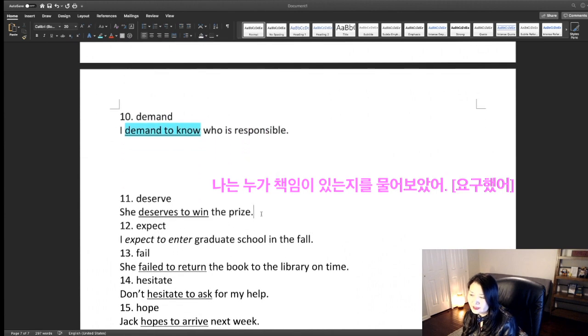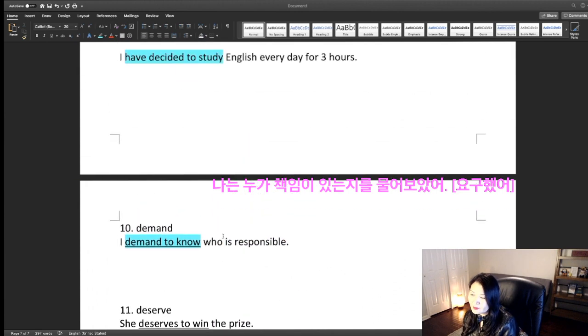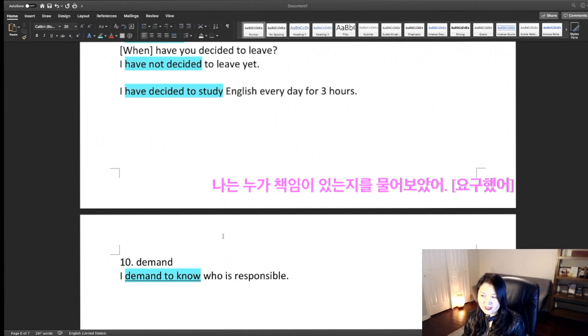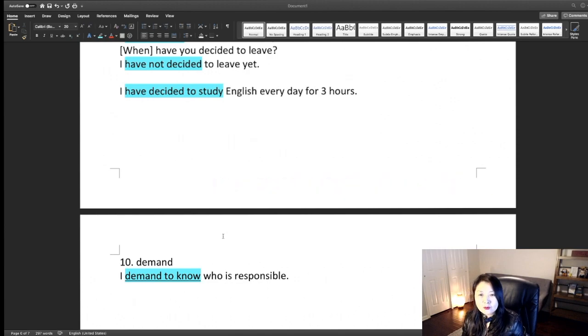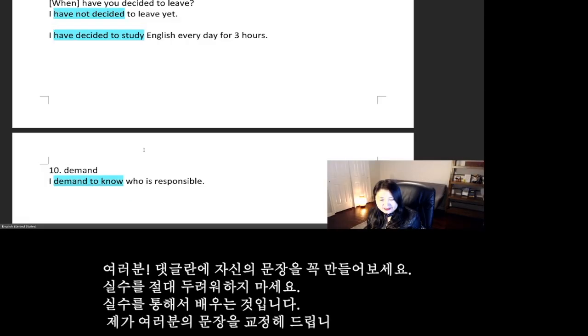All right. So I am going to finish up here today, and then please make your own sentences using all these 10 verbs in the description below. When you make your sentences, don't worry about making mistakes. If you make mistakes, that's good for you, right? Because that's a good opportunity for you to understand your mistakes, and then you can learn from there.